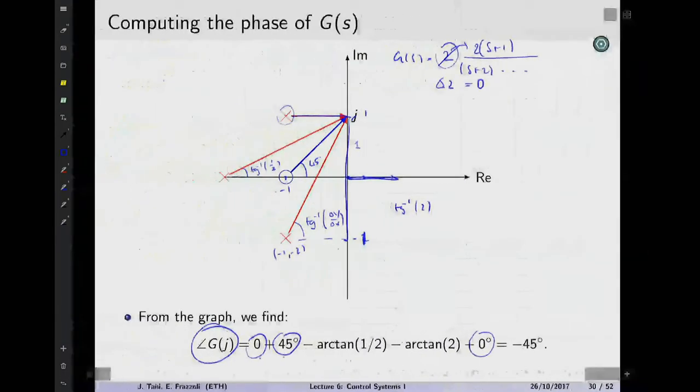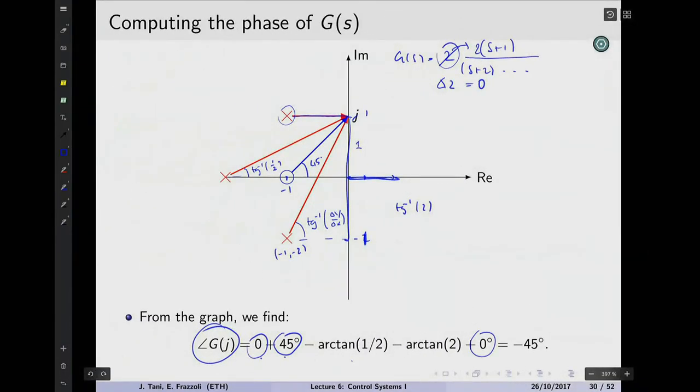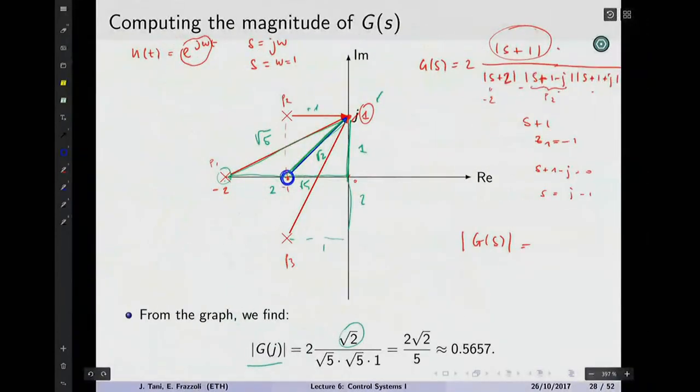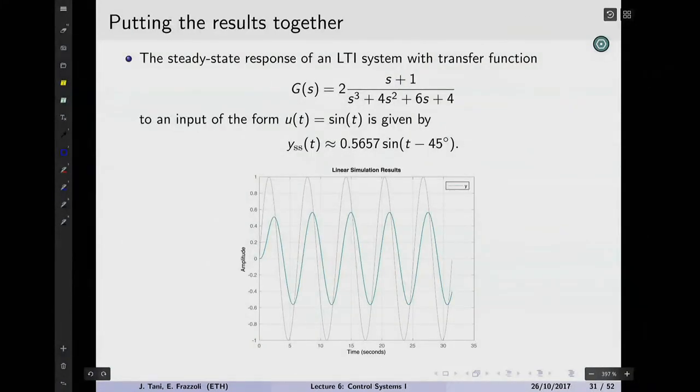So if we just put these results together for the example we saw before, we evaluated that the phase at this point in frequency is minus 45 degrees. We saw that the magnitude was roughly 0.6. So let's see if it's true. We plug everything into a computer and we say, okay, let's send in an input that is this sine wave that has unit amplitude here, you see.